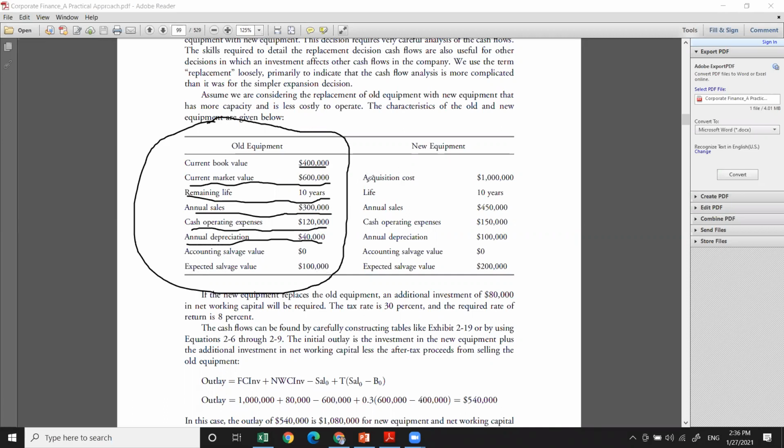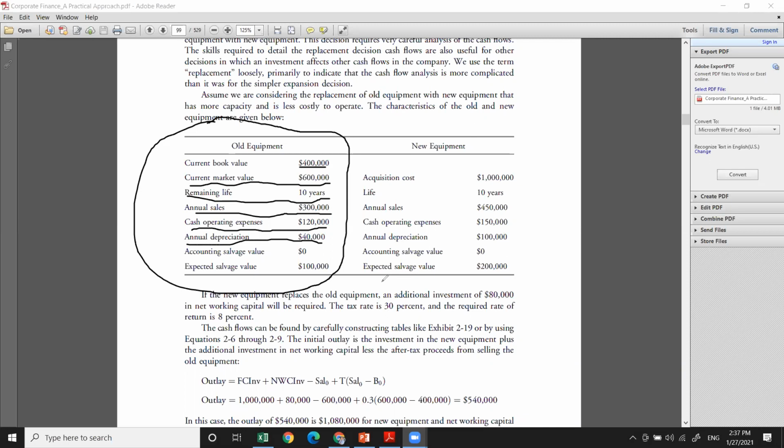The acquisition cost of the new equipment will be 1 million. The life of the new equipment is 10 years. Annual sales are 450, cash operating expense is 150,000, and annual depreciation is 100,000. The expected salvage value is 200,000.